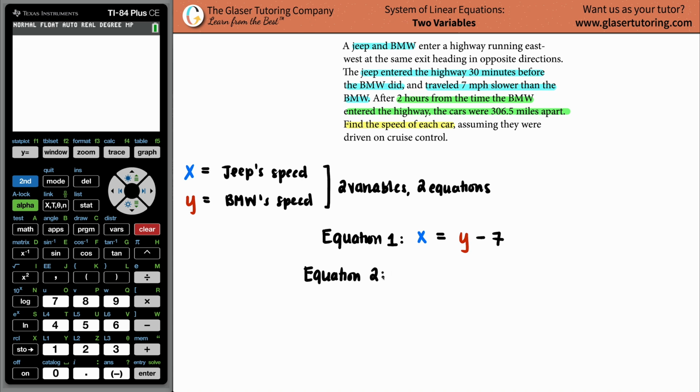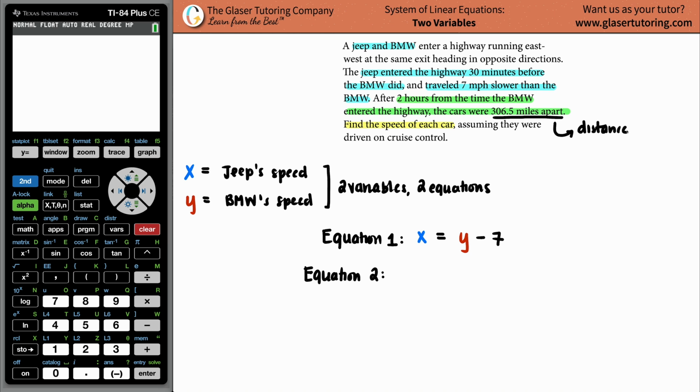So equation 2. Now this one, let's see. They're talking about time, right? The Jeep entered the highway 30 minutes before the BMW did. And then after 2 hours from the time the BMW entered the highway, the cars were at 306.5 miles apart. This has to do with distance.